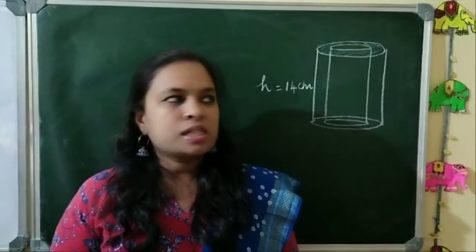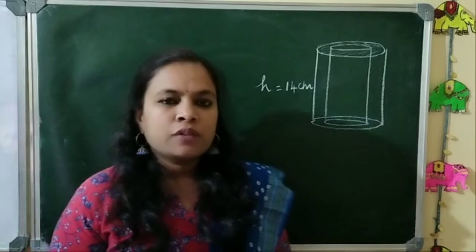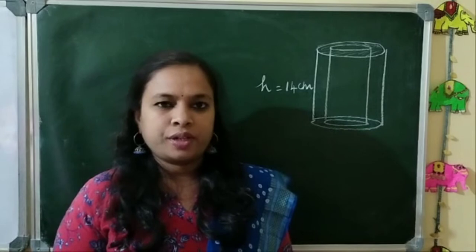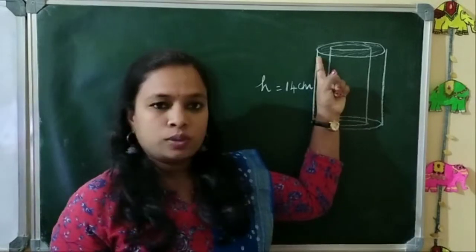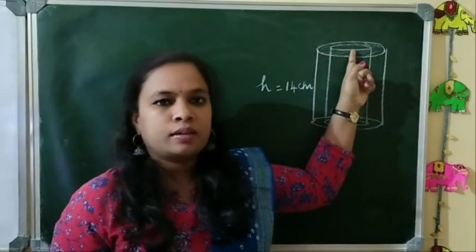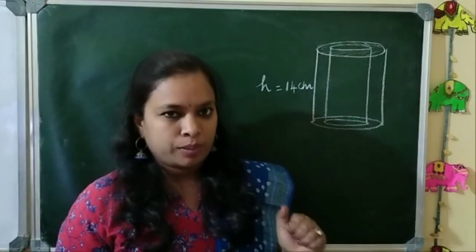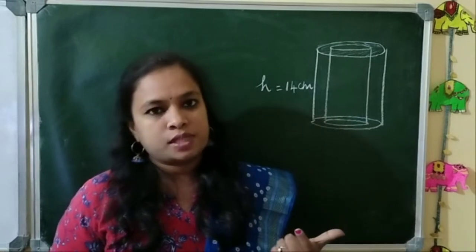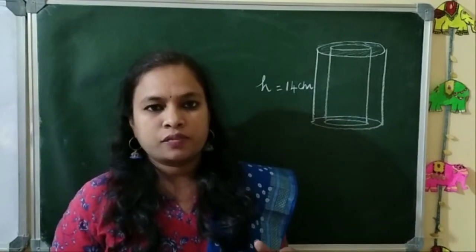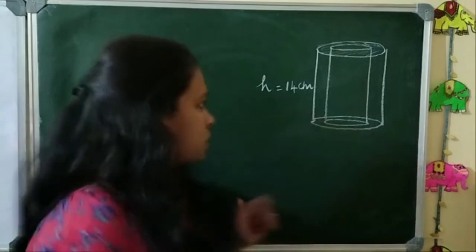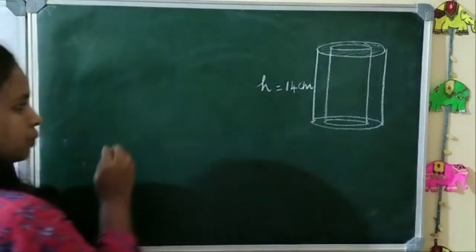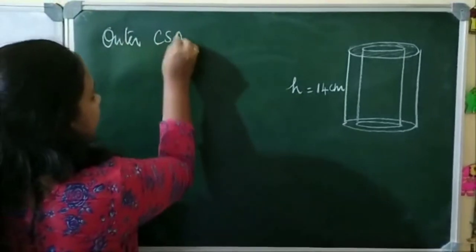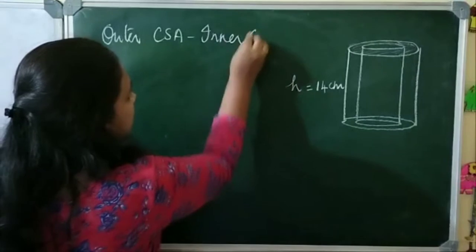Whenever the question is about the cylindrical pipe, we are going to use the same formula, but you will have two different radius for it. One is the outer radius and one more will be the inner radius. So this you people have to remember. And in the question it is given that the difference between the outer curved surface area and the inner curved surface area is 44 square centimeter. You need to make a note of it. So that is the outer CSA minus inner CSA.